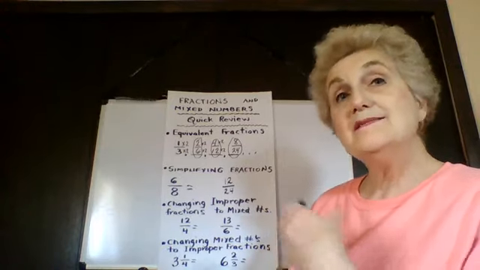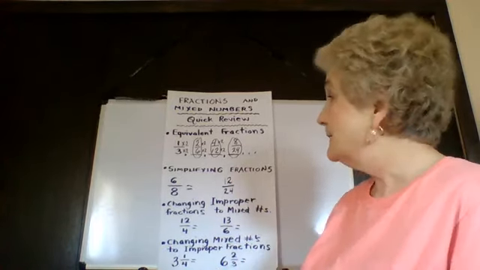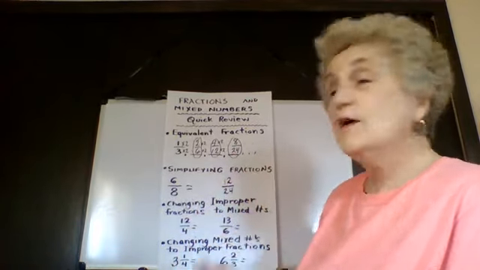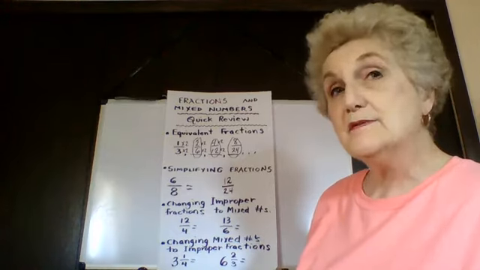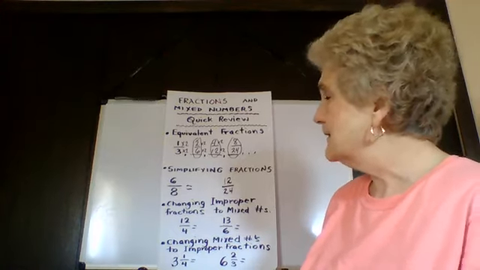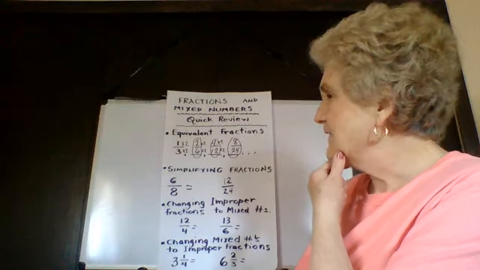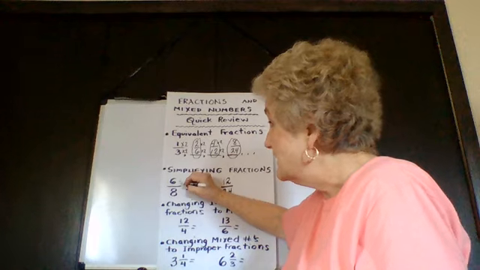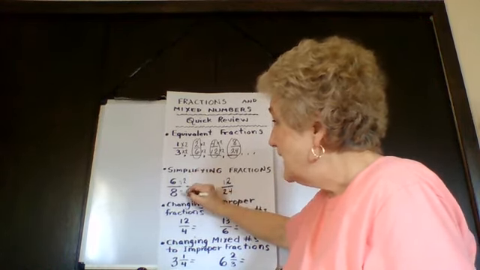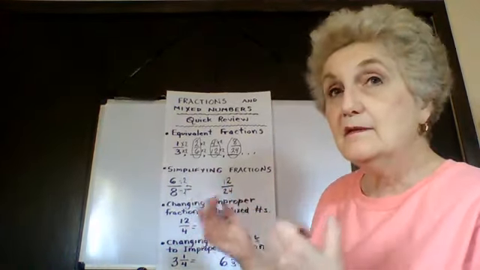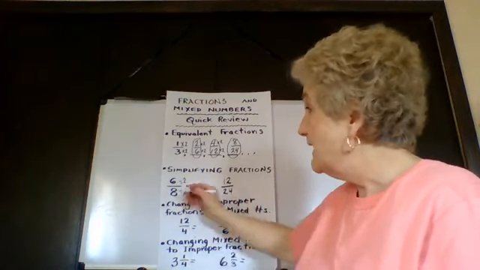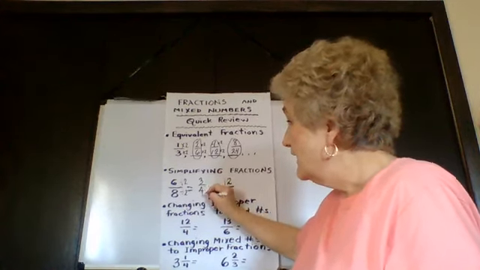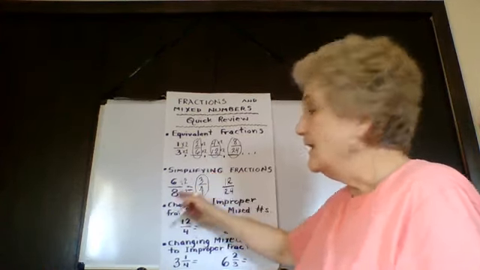Okay, then we talked about simplifying fractions or reducing fractions. It's kind of like the same thing, except instead of multiplying, you're dividing. Let's start with the fraction 6/8. Now I want to reduce that or simplify that to its lowest terms. What would be the greatest common factor? Well, I know they're both even, so I know I could do 2. Let's see what happens when I divide 6 by 2 and 8 by 2. As long as I'm doing the same thing to the numerator and the denominator, I'm okay. 6 divided by 2 is 3, and 8 divided by 2 is 4. That's the simplest form of 6/8.